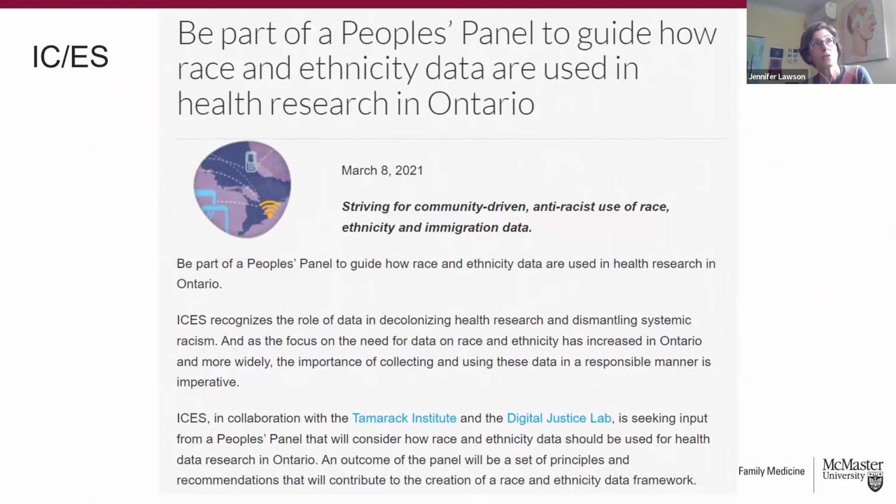ICES is also working toward optimizing socio-demographic data for research, and they've partnered with the Tamarack Institute and the Digital Justice Lab to seek community input on how race and ethnicity data should be used for health data research in Ontario toward creating a race and ethnicity data framework.